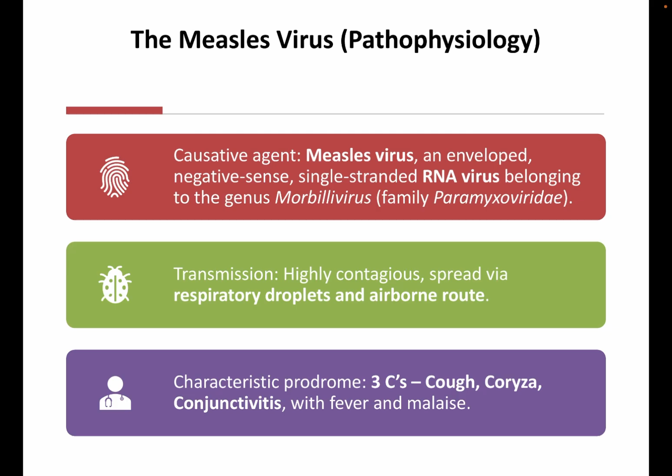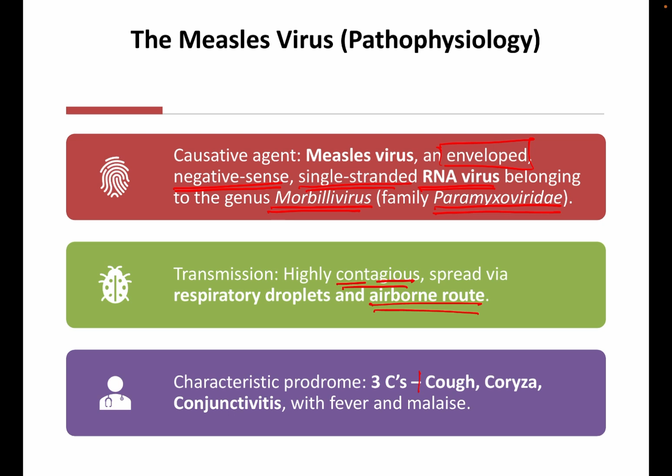Causative agent, as we have already seen, the measles virus belongs to the genus morbillivirus of the family Paramyxoviridae, and it is a single stranded RNA virus with a negative sense RNA which is enveloped. Okay, it is very highly contagious and spread via the airborne route.